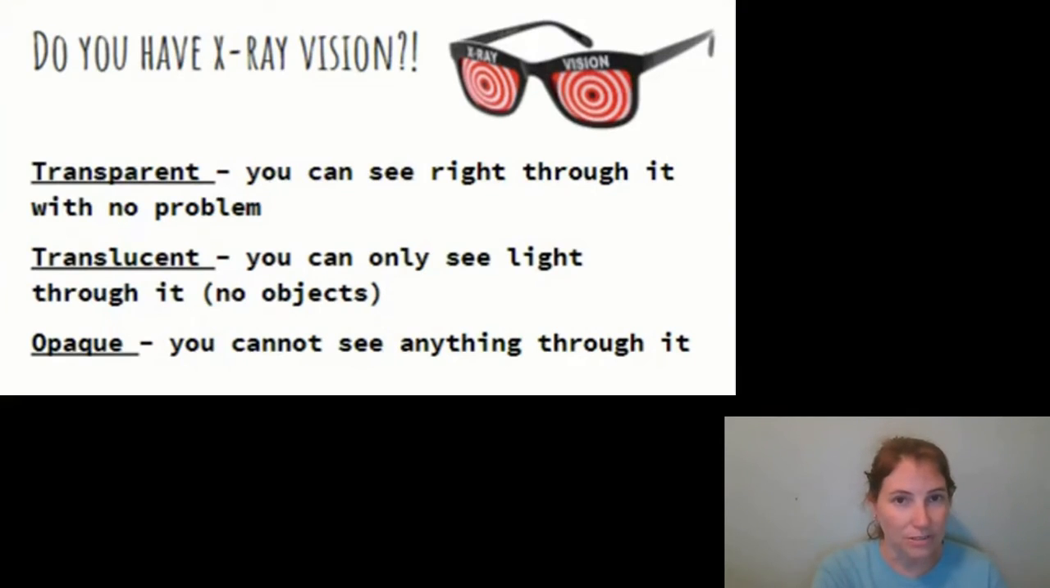Translucent, however, means that only light goes through it. I remember this because that has L in the middle. So L in translucent is for light, only light. Think about the textured kind of frosted windows that are in the bathrooms on our 4th grade hallway at school.